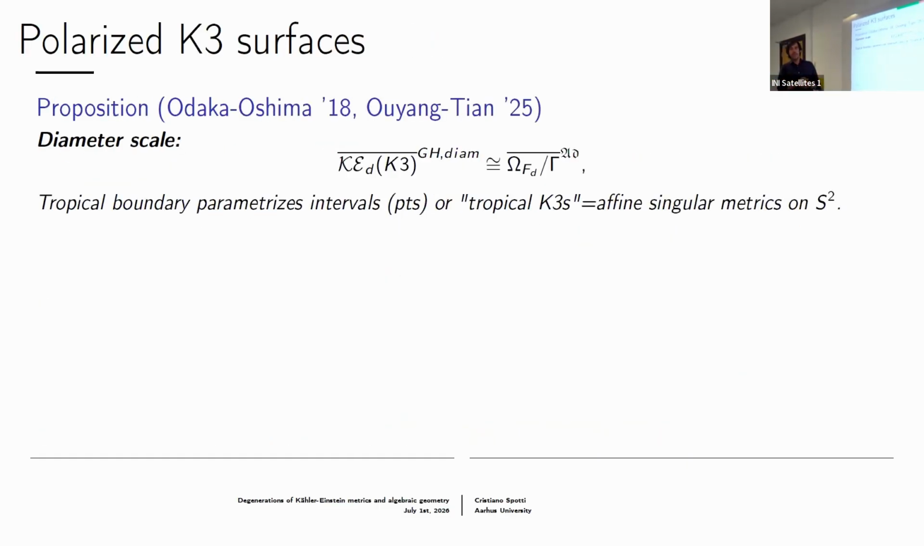The next case to analyze would be K3 surfaces. If you do K3 surfaces, you can do this at the diameter scale. This was first observed by Odaka and Oshima, then a bit more generally for certain points, and even in the polarized case by Wang and Tian last year.